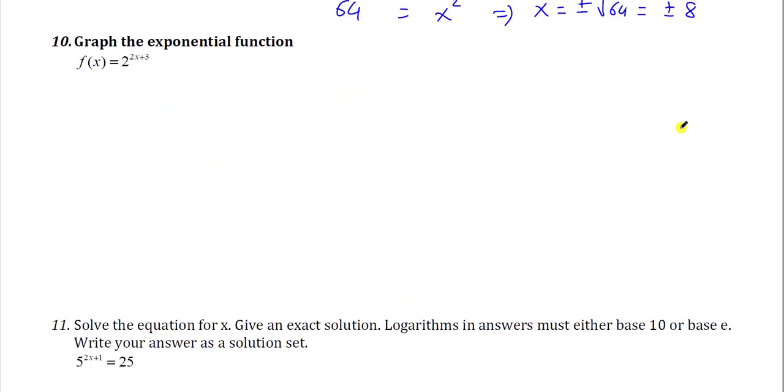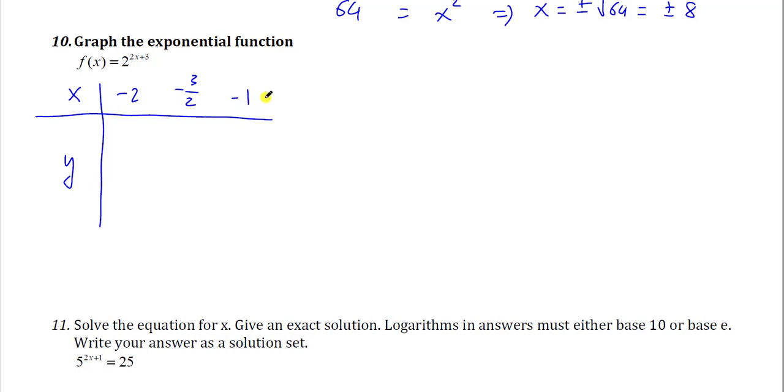The next question is graph the exponential function. Anytime you are given an exponential function, we know it is the exponential function because the variable x is in the place of the exponent. We can make a table of the x and y values to make it easy to find the points, and we can plot them on the xy plane. So I have x, I have y, y is f of x. Let's just pick a few values: maybe minus 2, minus 3 half, minus 1, 0, and 1 half.